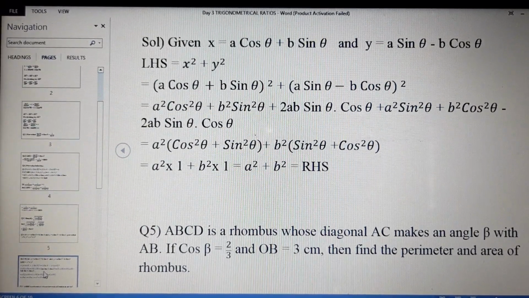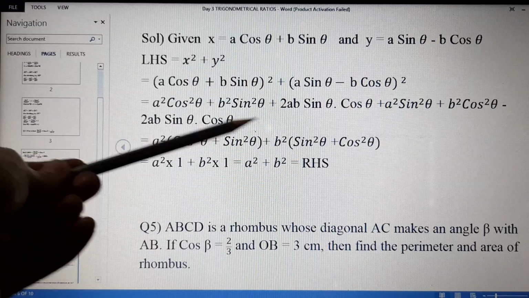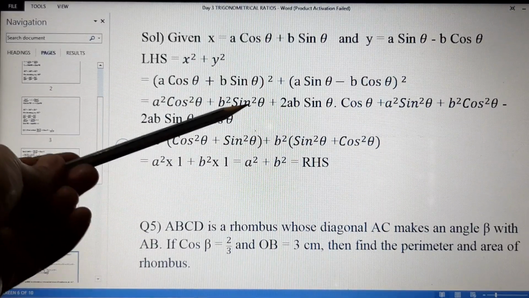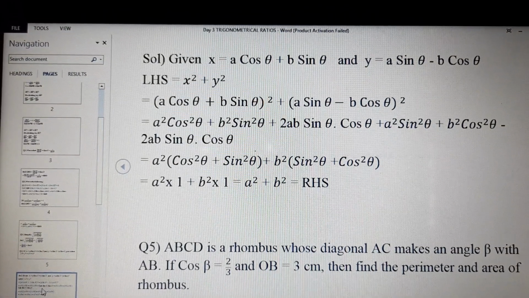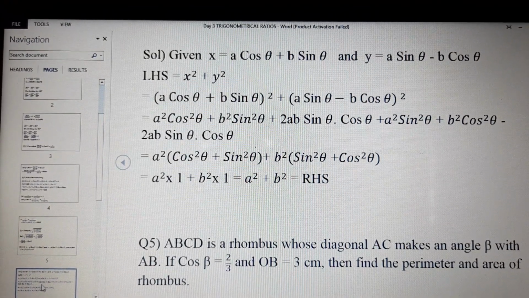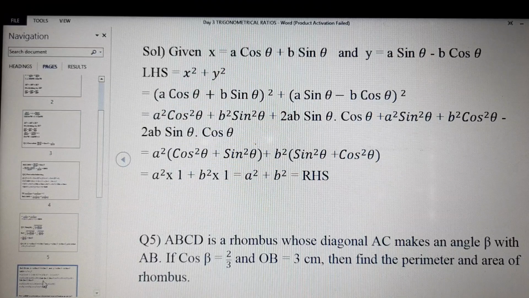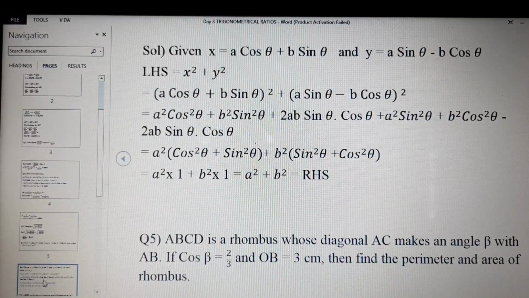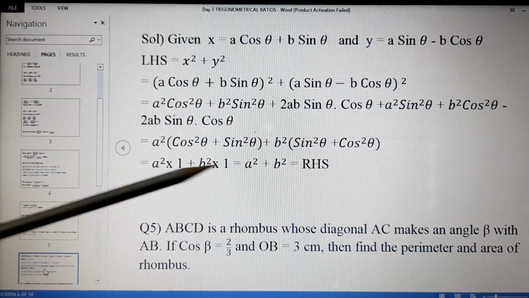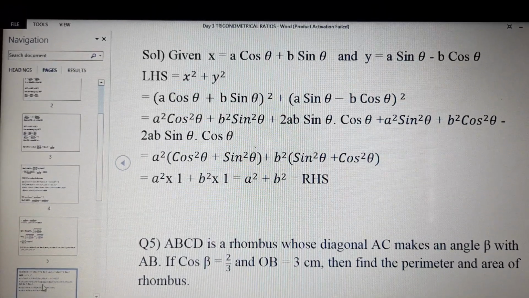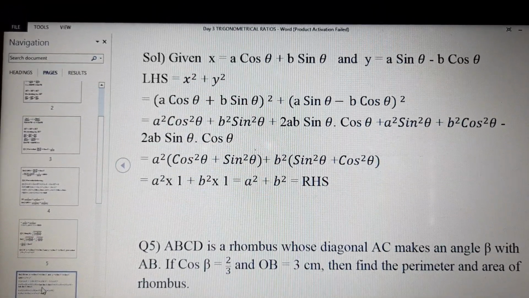Likewise, we have plus sign everywhere. So plus b square is taken common, sin square theta plus cos square theta. Whether we write sin square theta plus cos square theta or cos square theta plus sin square theta, because in addition the sequence doesn't matter, it will be equal to 1. So a square into 1 plus b square into 1, that means a square plus b square. This is RHS. Fine.